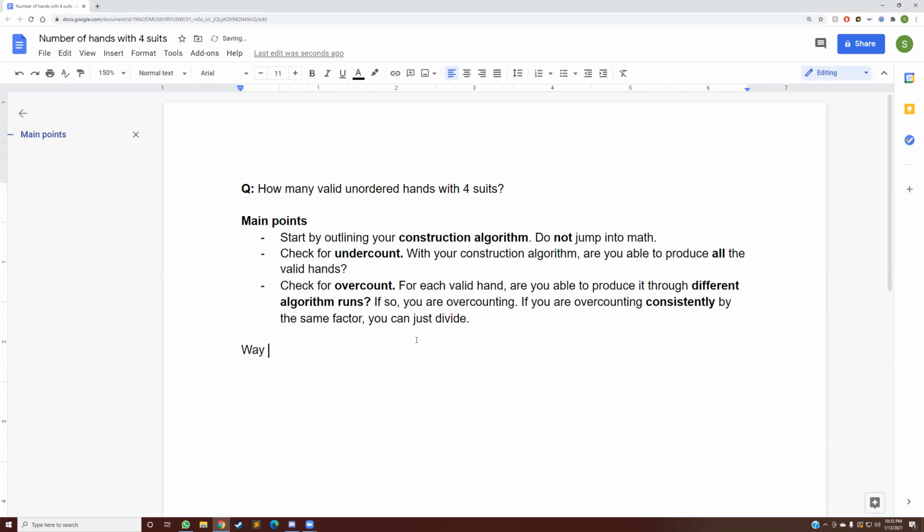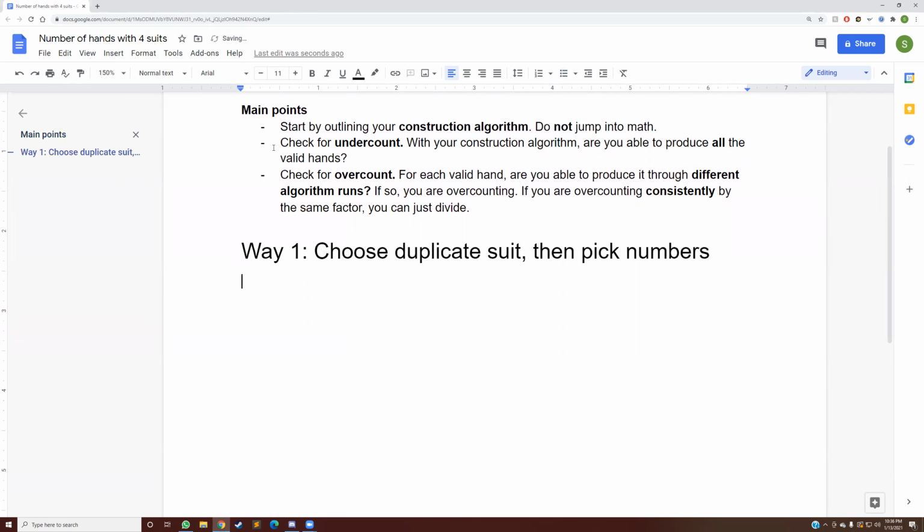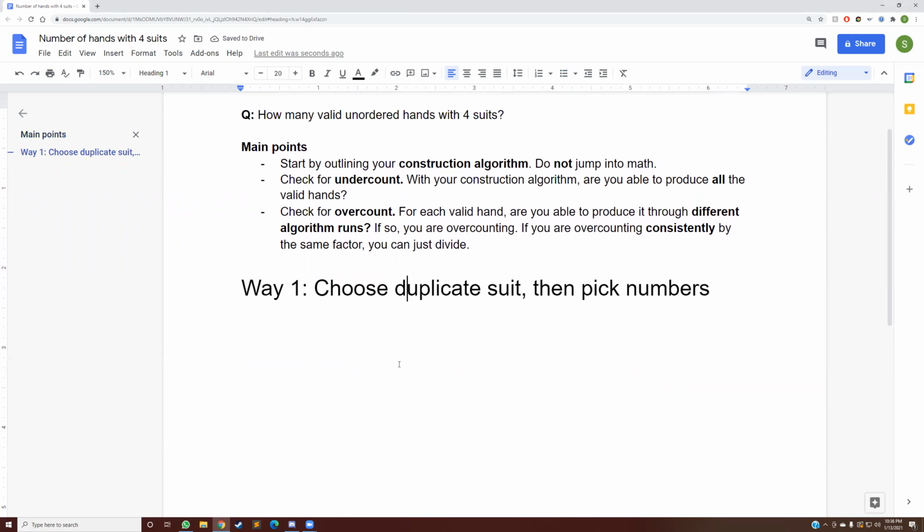So let's go through way 1. And I think this is the way that was mentioned in your class Discord, which is first choose the duplicate suit, then pick numbers. So following the steps, I would first state my construction algorithm, which is saying, how do I construct a hand?